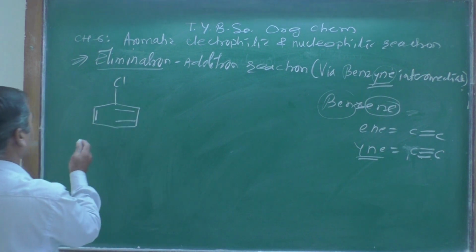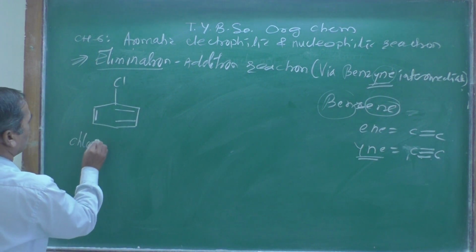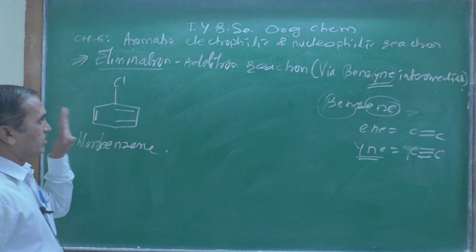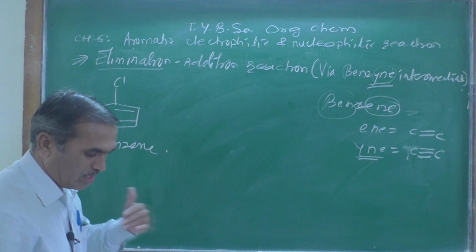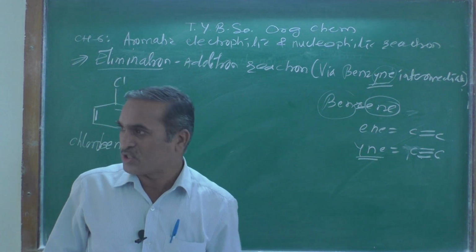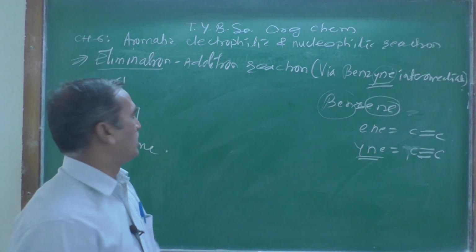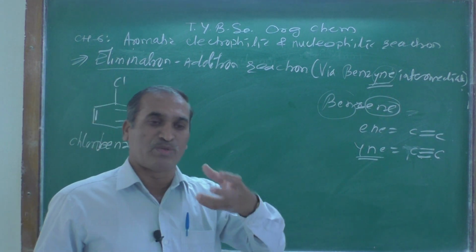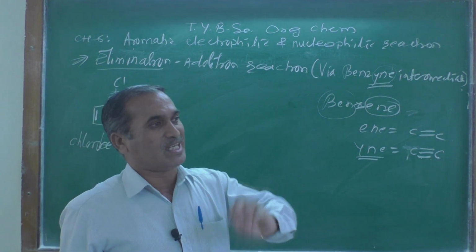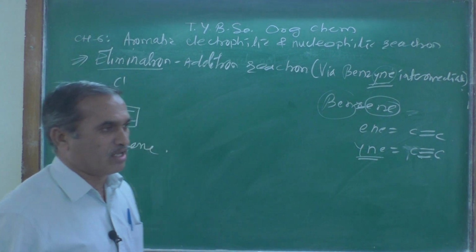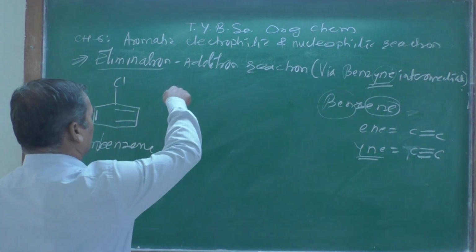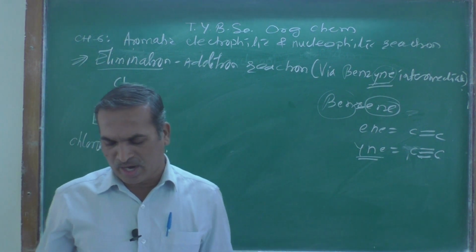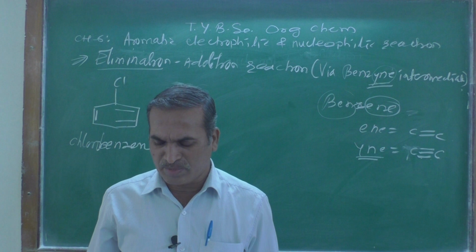As we know, this is chlorobenzene, and chlorine or any halogen atom has a tendency to withdraw electrons from the benzene nucleus, and that benzene nucleus now becomes sufficiently electron deficient in nature, and now the nucleophile can attack it, and we are going to get the formation of the product.